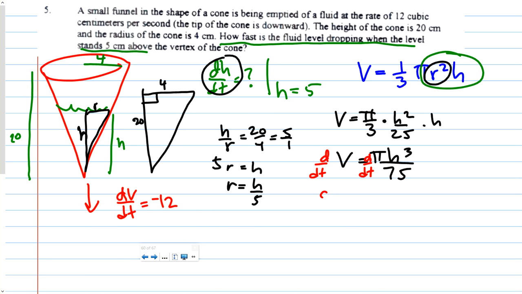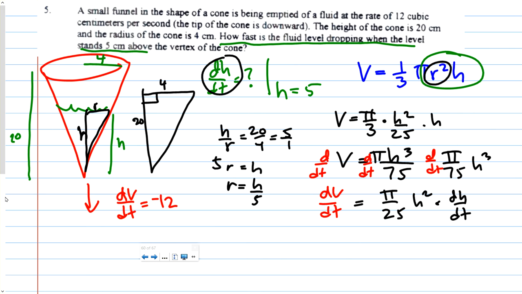The derivative of V is dV/dt. What's the derivative of pi h cubed over 75? Remember you can take the numerator and shift it down a bit, only if everything's being multiplied. You can drop it down a little bit, and let's take the derivative of this. Isn't that really like 3 pi over 75, which is pi over 25, h squared. Don't forget what though? dh/dt.